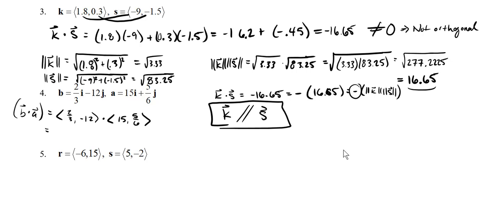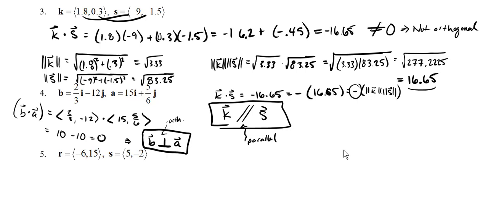Well, 2/3 of 15, that's 10. Negative 12 times 5/6, that's negative 10. This equals 0. Right away we get orthogonality. Went way quicker. Sometimes when we want to say B is orthogonal to A, we'll use this notation. This means orthogonal, just like this symbol over here meant parallel. Okay, so not too bad there. That one went quick. Dot the vectors, we got 0.